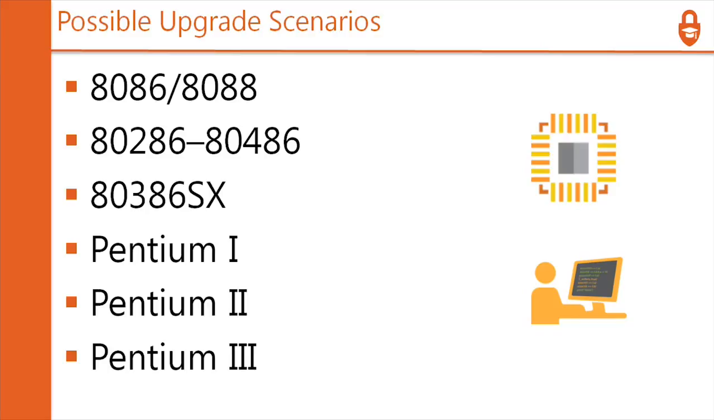Possible upgrade scenarios: we had the 86 to 88. You had the 286 to the 486. You had the 386 SX series, and Pentium 1, 2, and 3. So these were all upgradable to some point, up to some speed, up to some memory size, up to some memory speed, this kind of thing.